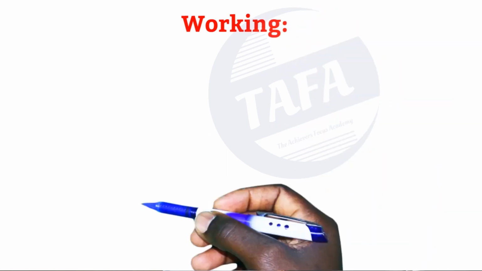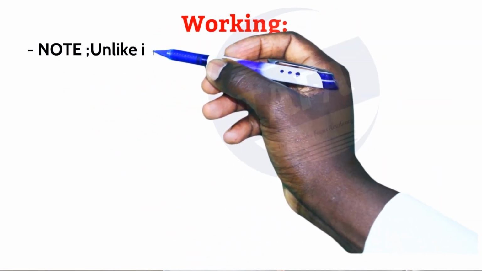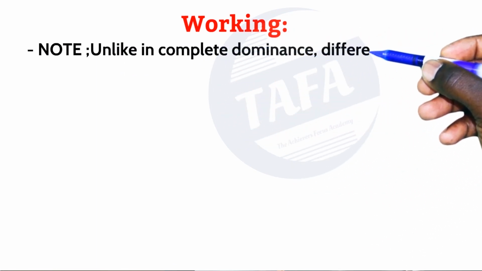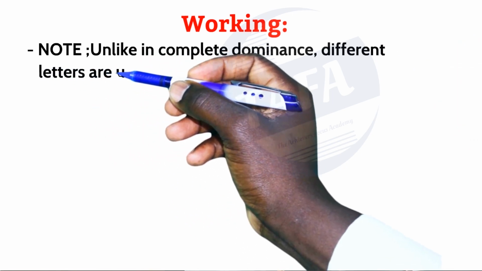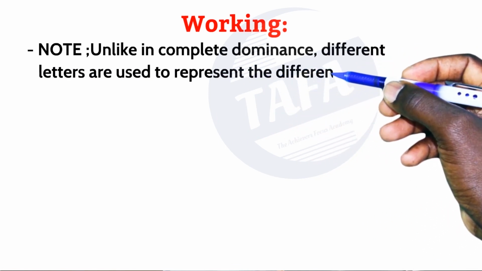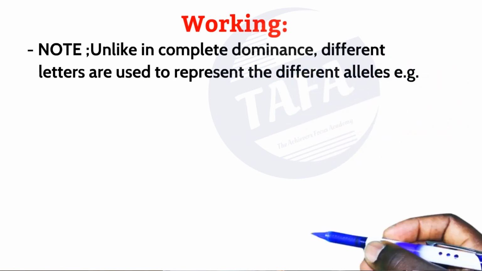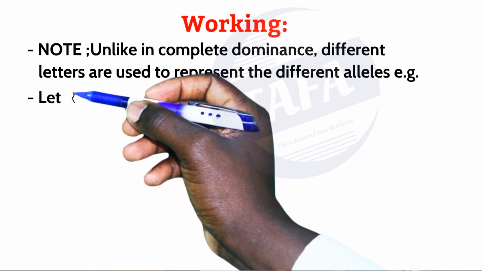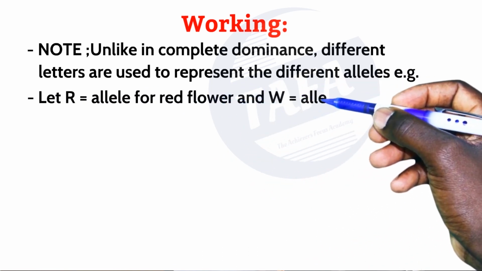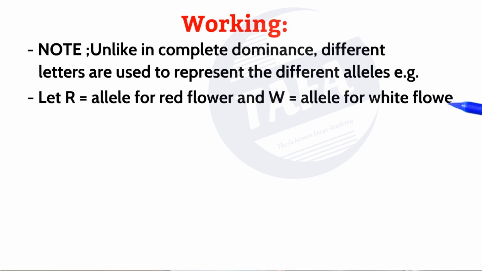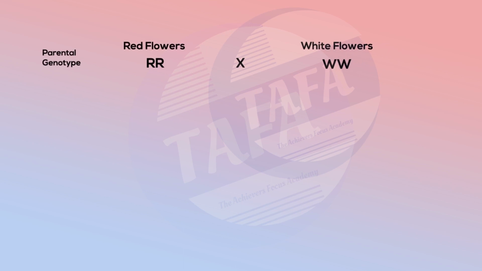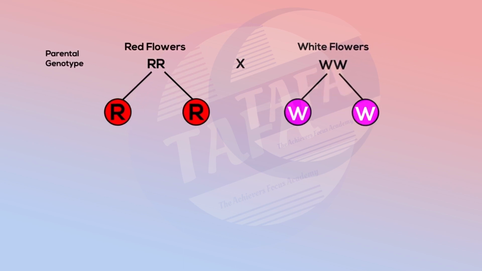You should never ever use the same color or the same letter in complete dominance. You use different colors to represent the two alleles. Why? Because the two alleles behave as if they are independent of each other. So in the case of the red-flowered Mirabilis jalapa, the allele for red flower is R, while the allele for white flower is represented by letter W, and both of them are written in capital letters.